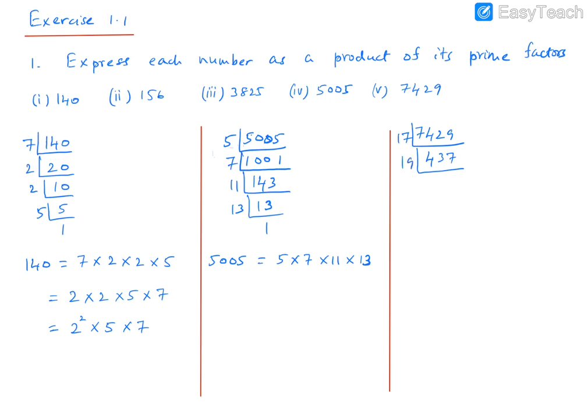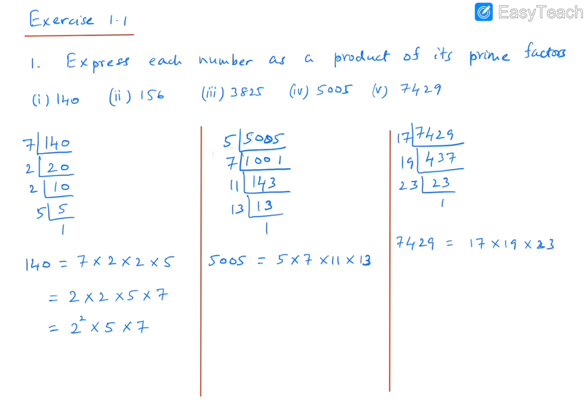So 19 is the next prime that can be used to divide here, and that goes 23 times, and 23 again is a prime number. So the only number other than 1 that goes into 23 is 23. So the prime factor representation of 7429 is going to be 17 into 19 into 23.